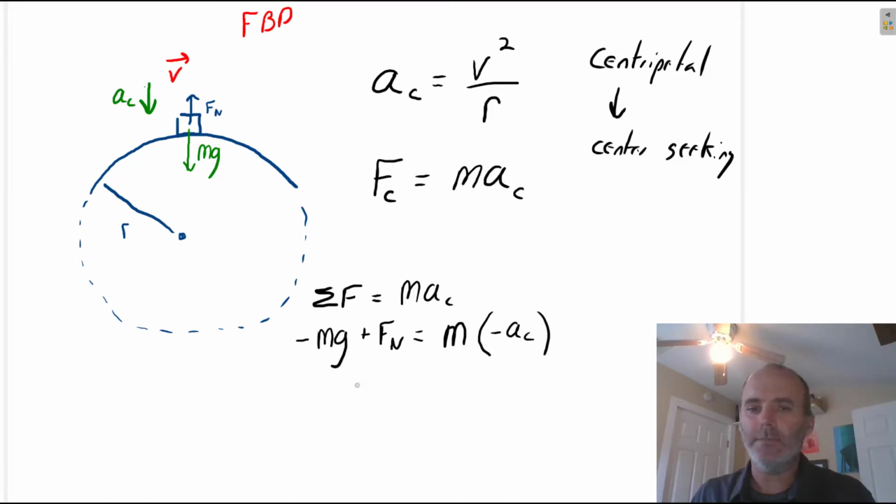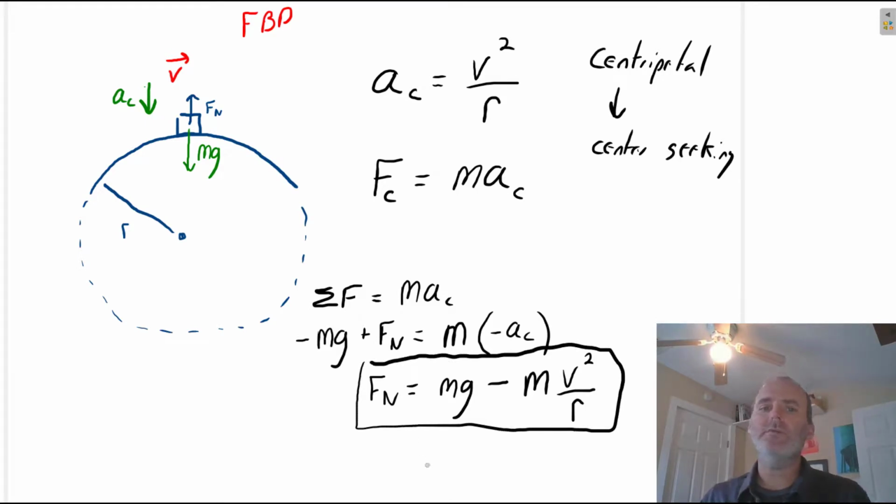Okay, so here let's analyze. We're trying to find this Fn. But let's bring this mg over to this side. So I'm going to add mg to both sides. And I have this subtraction here. And instead of a_c, here I'm going to use v squared over r. So there's my normal force.